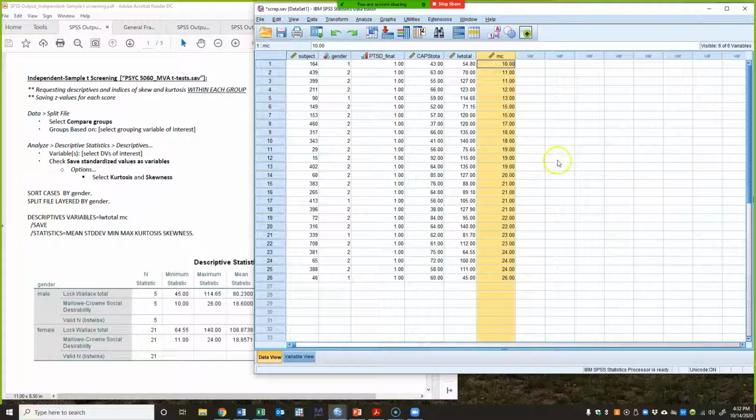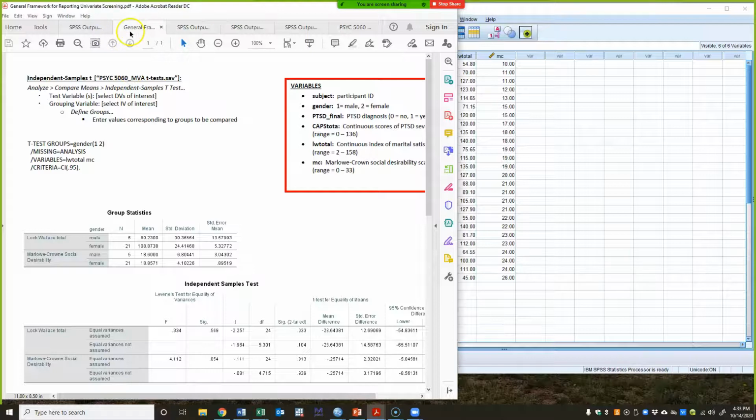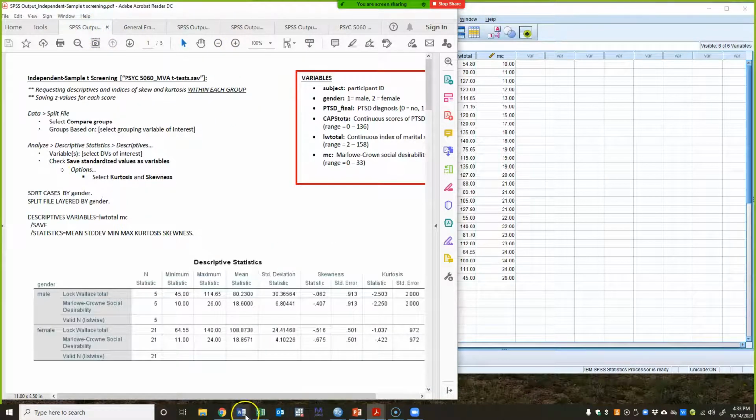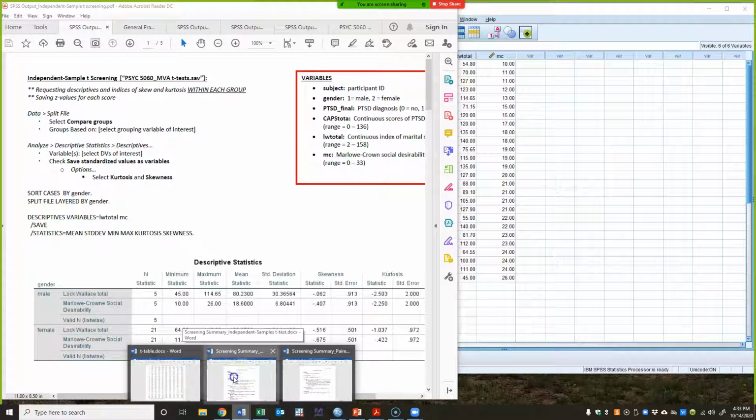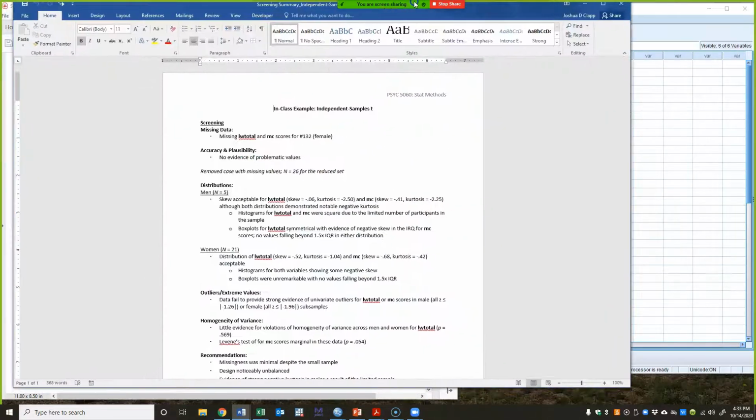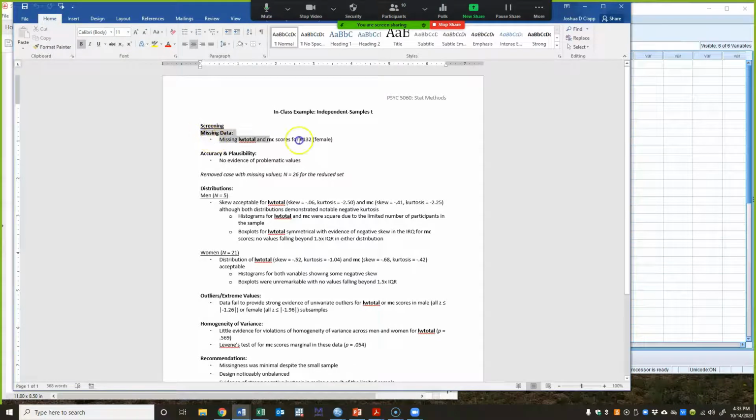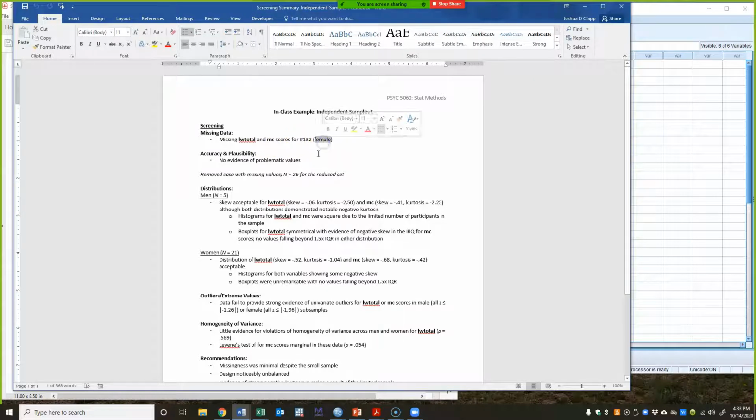So anytime we're working with these independent sample tests, the first thing you're going to do is split the file. Here's my screening. I want to make sure that I'm recording that I'm missing the Locke-Wallace total and Marlowe-Crowne for case number 132, and identifying that as one of the women in my sample, to make sure I know where my missing data are falling, to help me identify patterns and things like that.